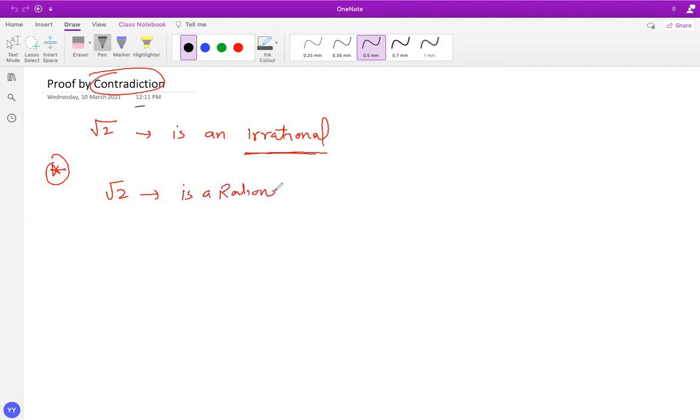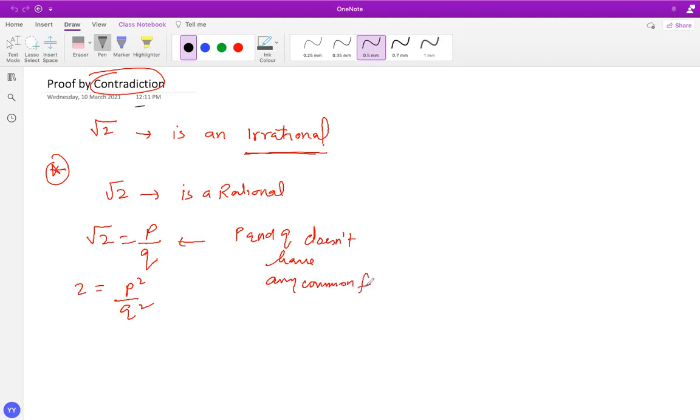Now, what does it mean if I say that root 2 is a rational number? I can write this in the form of p by q. So this can be written as 2 equals p square over q square. Now remember that if they are a rational number, it means that p and q don't have any common factor. So if I look at p square, it is nothing but 2q square. I can make q squared the subject, which equals p squared over 2.